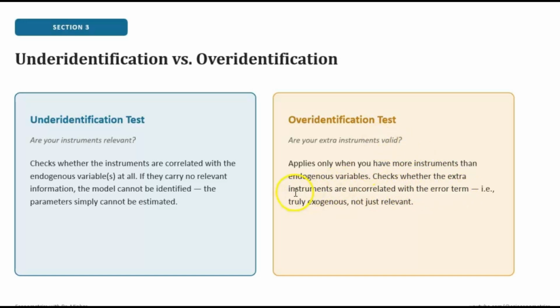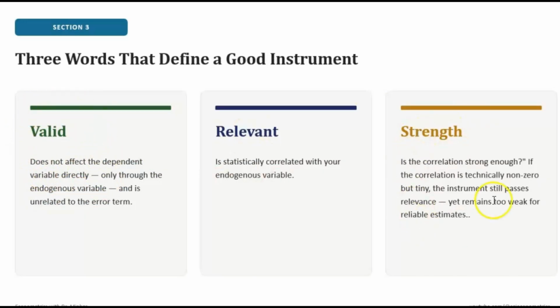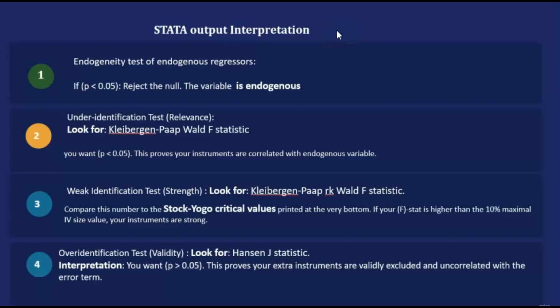So what is validity? Your instrument should be uncorrelated with the error term. And what is relevance? It means that your instrument should be correlated with the endogenous variable. These are the characteristics a good instrument must possess. The first is validity, as we have talked about earlier. But what if the correlation between the endogenous variable and the instrument is tiny? Then this instrument is relevant, but it is weak. If this correlation is strong, then the instrument has strength. Our instrument must have strength, it must be relevant, and it must also be valid. First, I will run my Stata commands, and then I will explain these one by one.